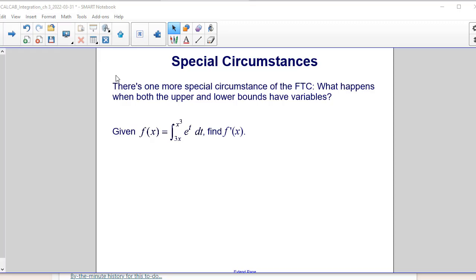There's one more special circumstance of the FTC. What happens when both the upper and lower bounds have variables? For example, given that f of x is equal to the integral from 3x to x cubed of e to the t power dt, we want to find f prime of x.